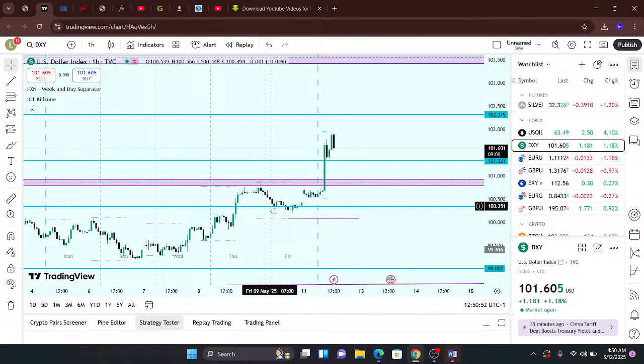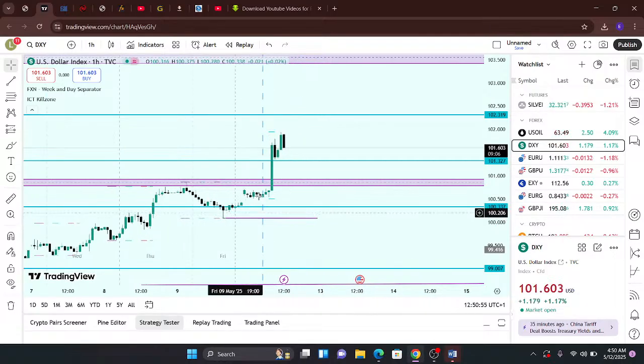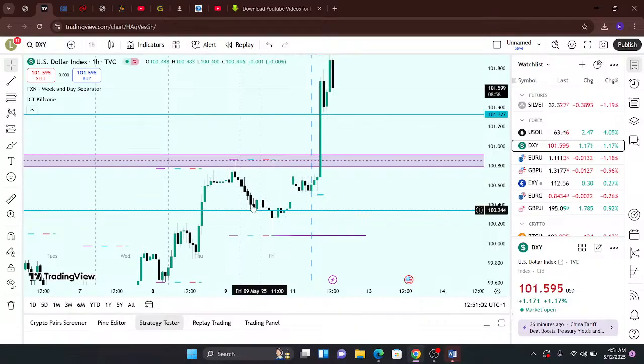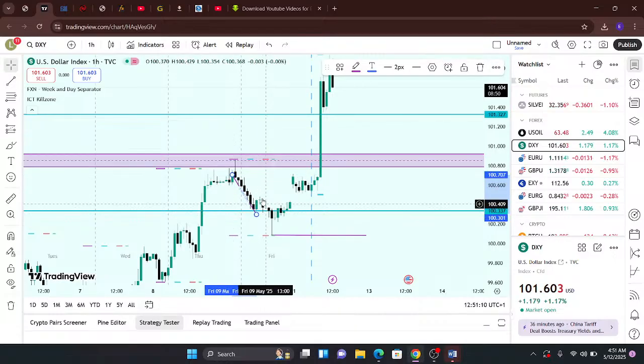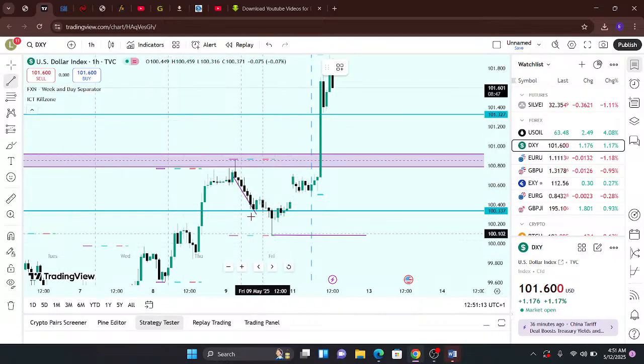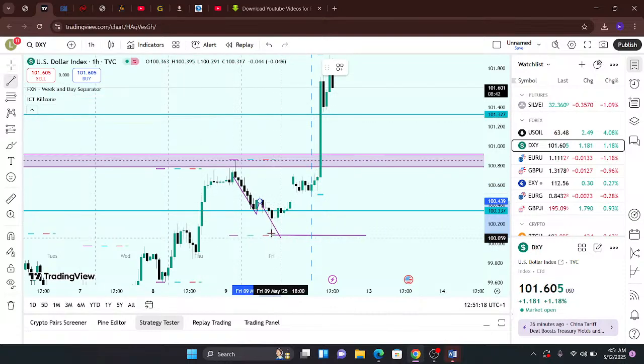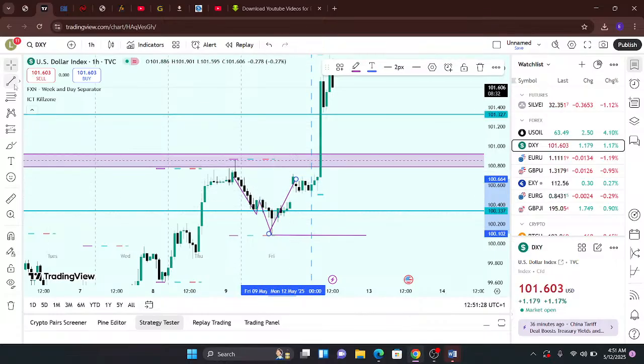So look at what the market did. It went up right here. If you look closely, you see a breaker, a bullish breaker right here. The market formed something like a W pattern. Look closely, look very closely. You could see that bullish breaker. Okay, then the market broke this high here.